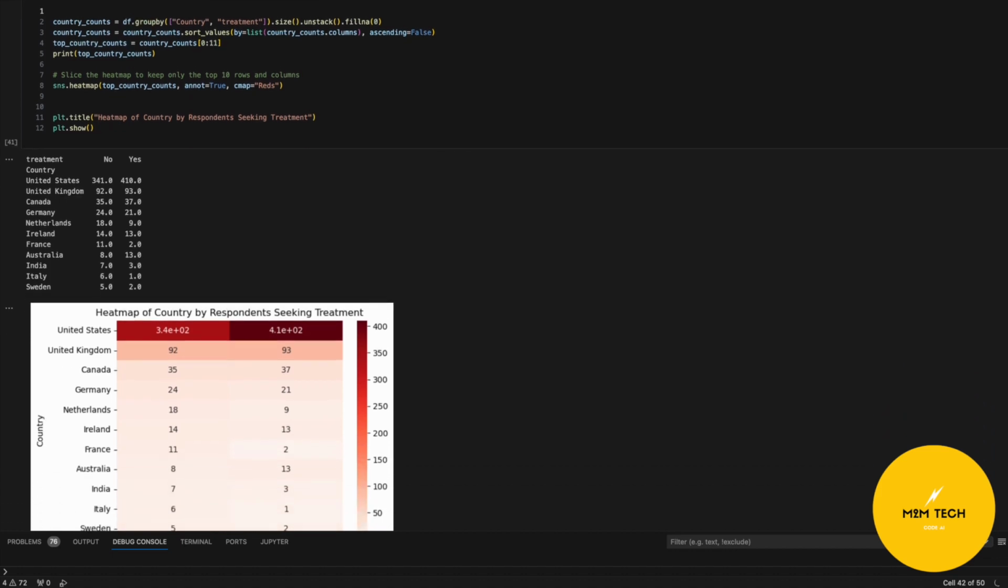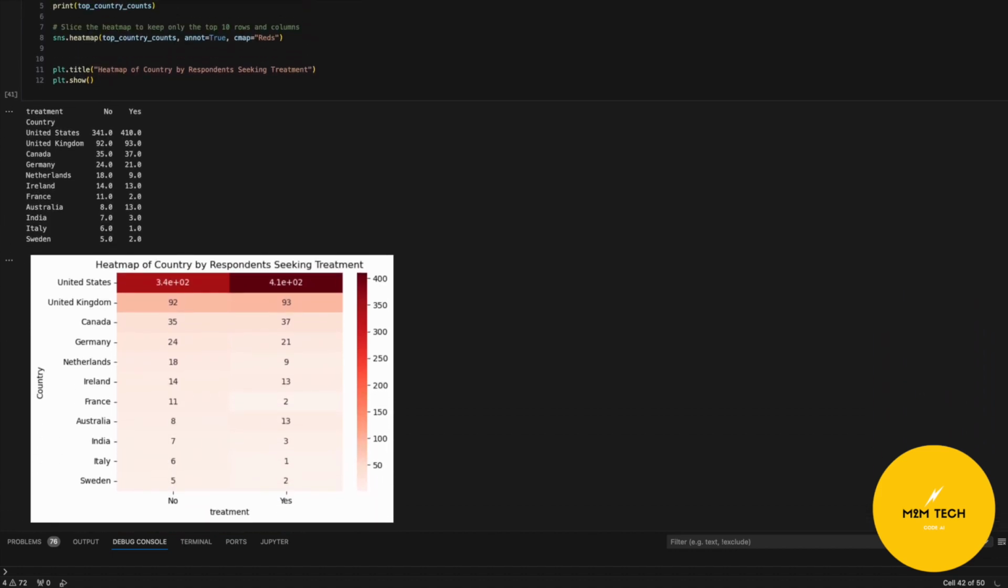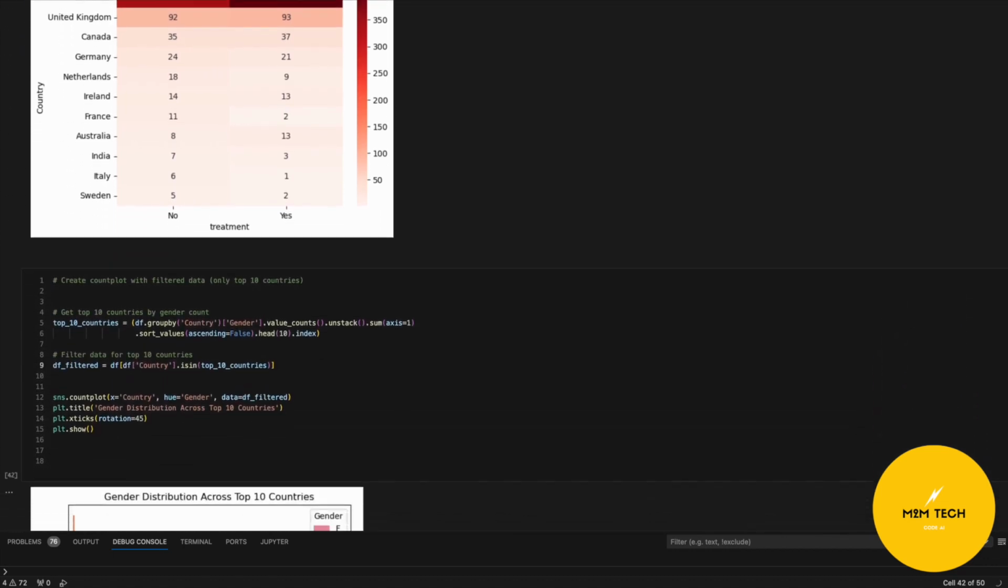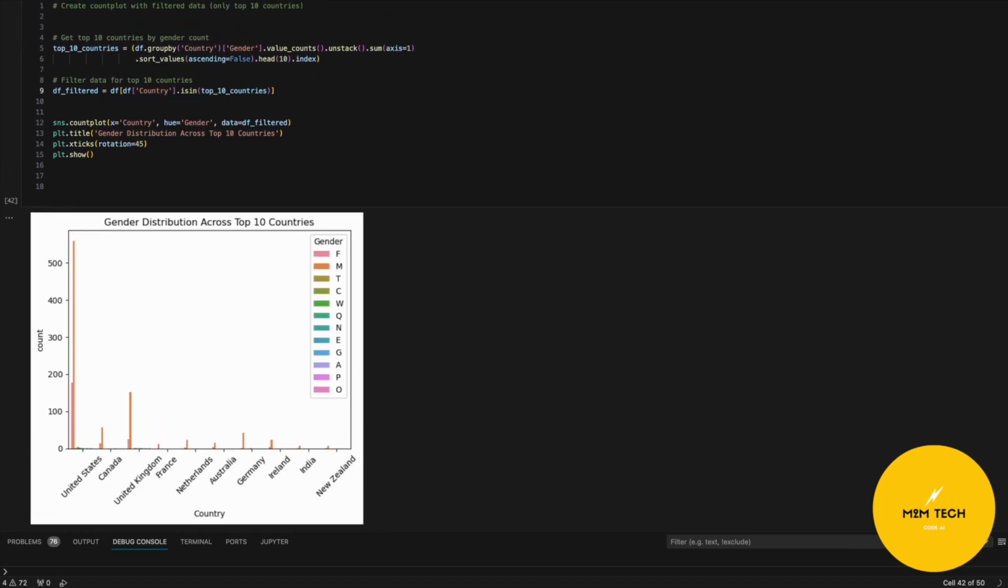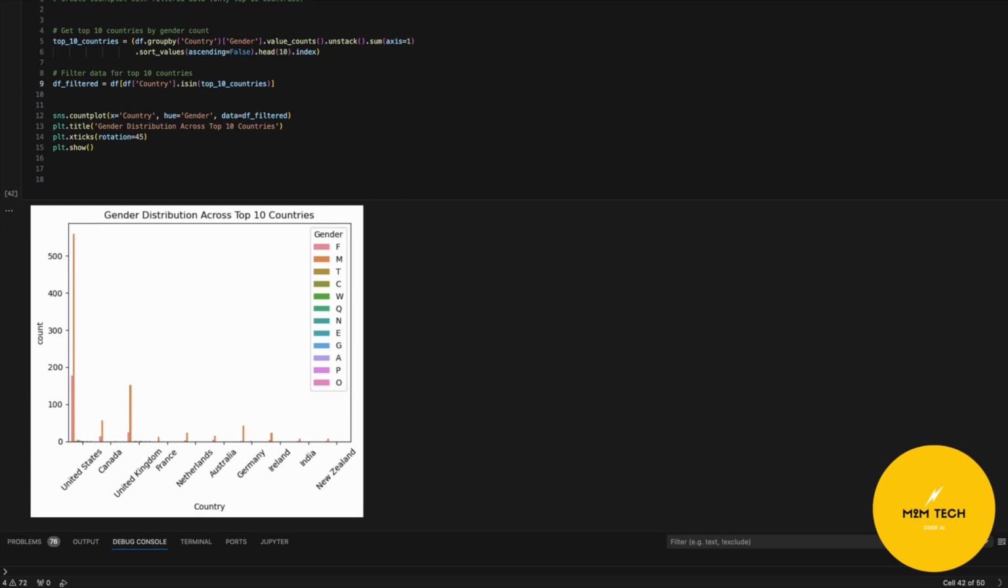Looking at geographical distributions, because we had respondents from all over the world. Most of them were from the US, with just a handful from other countries. For the ones seeking treatment versus not in other countries, maybe because of small samples, it wasn't too helpful. But for the US, there were many more seeking treatment than not. Then looking at just the top 10 countries and the gender distribution, it's similar to what we expected. We expected more males and females than the others.